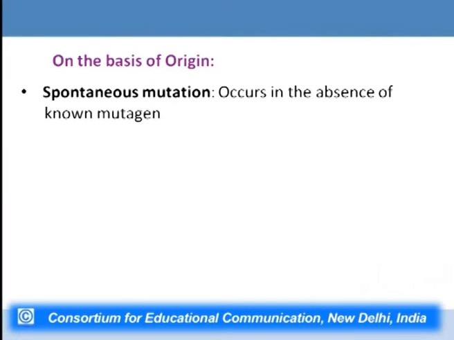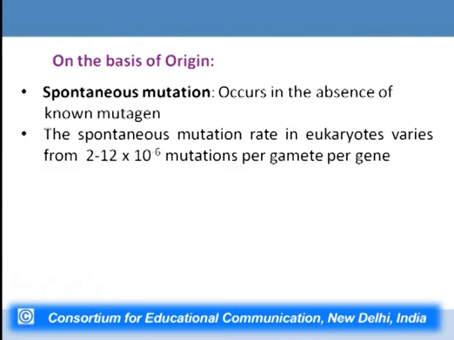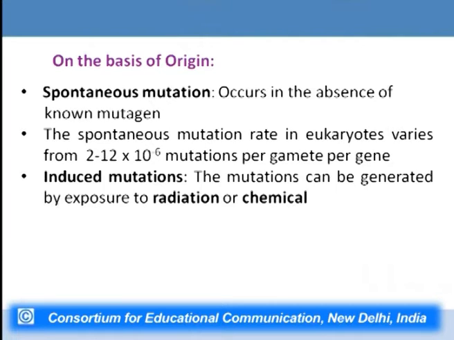On the basis of origin, mutation could be classified as spontaneous mutation or induced mutation. Spontaneous mutations are those mutations which occur spontaneously in the body of the organism, and they occur in the absence of any known mutagen. The rate of spontaneous mutation is about 2 to 12 × 10⁻⁶ mutations per gamete per gene, which is a very small rate. And induced mutations are basically caused due to exposure to chemicals or radiation.